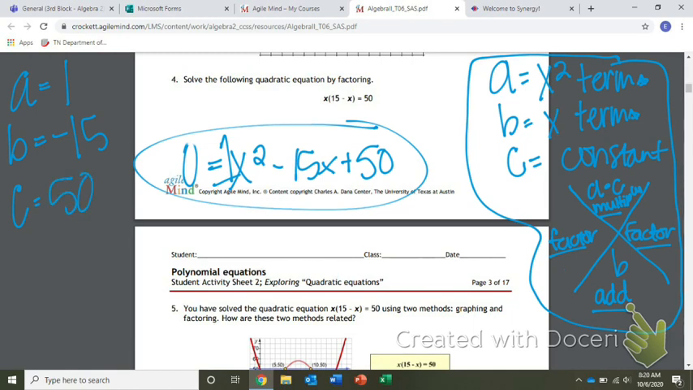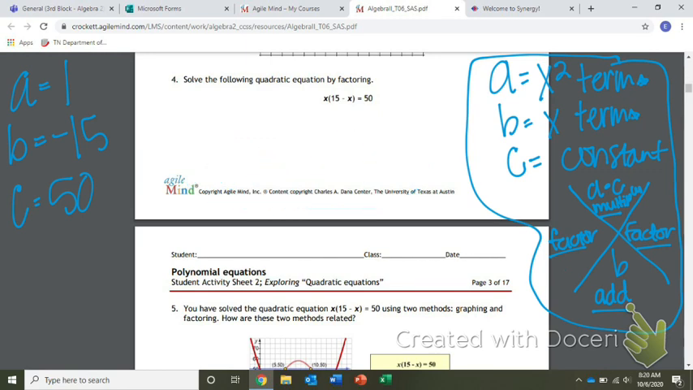Now I'm going to erase this and draw me an X. In the bottom is B. Remember, B goes in the bottom because B and B. So we have a negative 15 in the bottom. Up top, we have A times C, so 1 times 50, which is 50. On either side, we have something called a factor. So we have to find two numbers that add to get negative 15, but at the same time, they also multiply to get a positive 50.